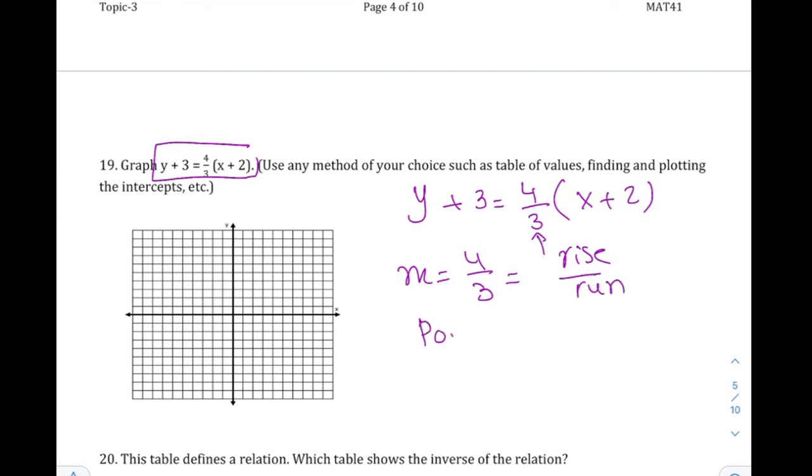Now what is the point? This is the x coordinate, reversed, so it's minus 2. This is the y coordinate, reversed, so it's minus 3. So we have now a point and a slope. So when you graph, what will you do? I will use the slope to graph. I'm not going to generate a table because this is the easiest way now. Go to point minus 2 and minus 3. So this is minus 2 and this is minus 3. So this is the point.